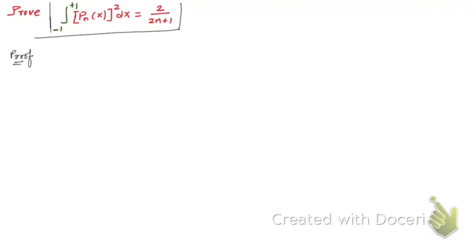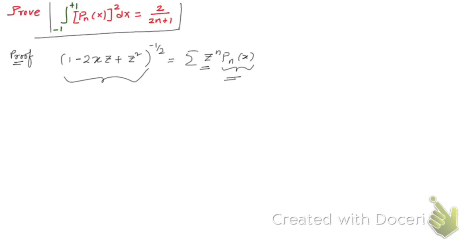So now let me write the generating function. We know that (1 minus 2xz plus z square) to the power minus half is equal to the summation of z^n Pn of x. So this function is the generating function because Pn of x is the coefficient of z to the power n in the expansion of this. That's why this is the generating function of the Legendre polynomial.